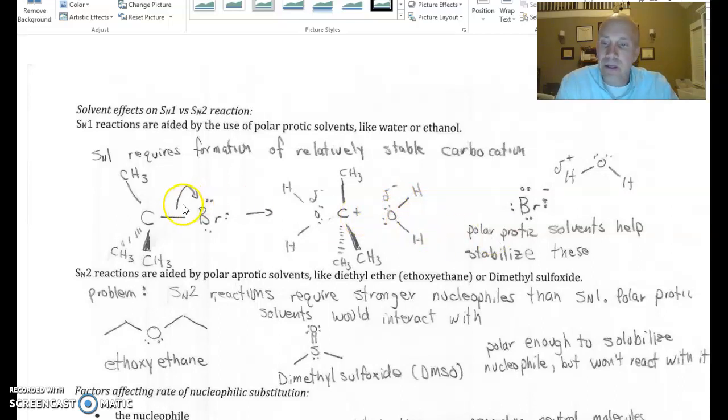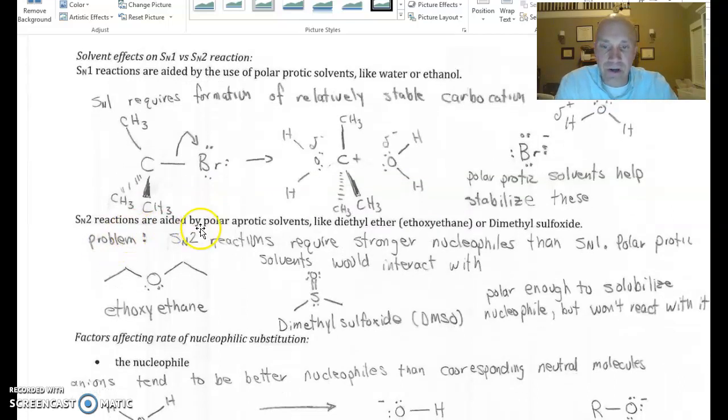By comparison, SN2 reactions are aided by polar aprotic solvents. Aprotic means non-protic. It's something that doesn't have the ability to give an H plus to something else. Some examples of those would be things like diethyl ether, which is commonly referred to as just plain old ether. If you wanted to use the IUPAC name, it would be ethoxyethane. But another very common aprotic polar solvent is dimethyl sulfoxide. This right here is the structure for dimethyl sulfoxide. It's commonly referred to as DMSO.